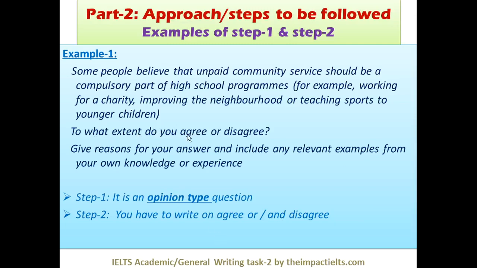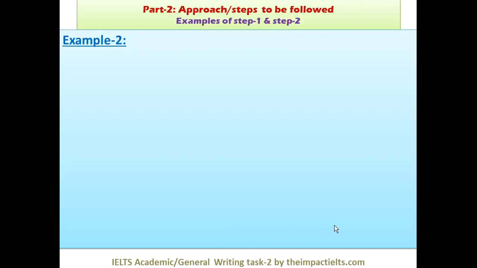And I have shown you that opinion type questions can have different kinds of expression of the question, so it depends on that. But here it is an opinion based question and you have to write on agree or disagree. You can write both agree and disagree, you can write only agree, you can write only disagree. That I'll explain later on.